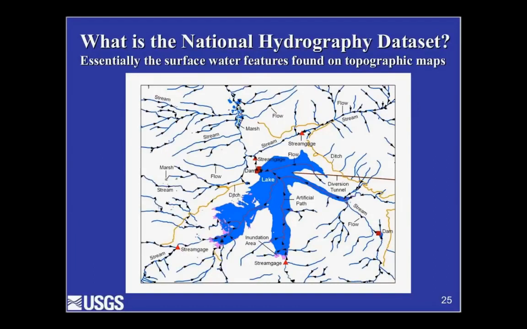The NHD that makes these and other systems possible maps streams, rivers, lakes, ponds, ditches, water diversion, stream gauges, dams, and a range of other surface water features that would typically be shown on topographic maps. It also identifies the flow direction of water that makes upstream, downstream cause and effect analysis possible.